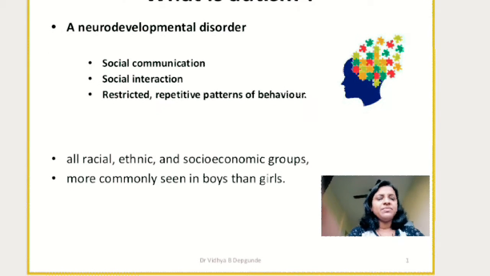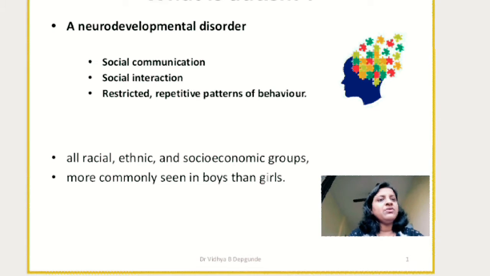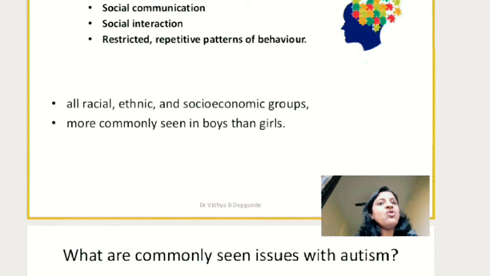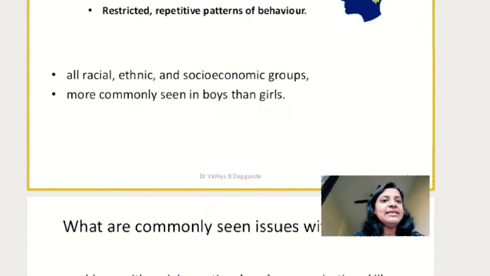So what is autism? It is a neurodevelopmental disorder. Neurodevelopmental means it affects the development of the brain. By that, I don't mean that the brain has not formed right, but that the brain is not learning in the right way and is not developing in the right way. It affects social communication and social interaction in the person, and it results in a behavior pattern which is very restricted and repetitive. It affects all racial, ethnic and socioeconomic groups and is seen much more commonly in boys than in girls.